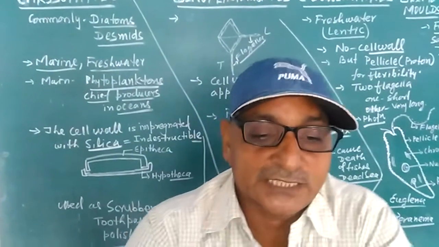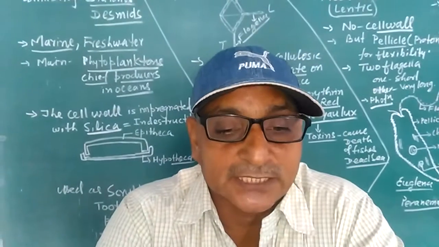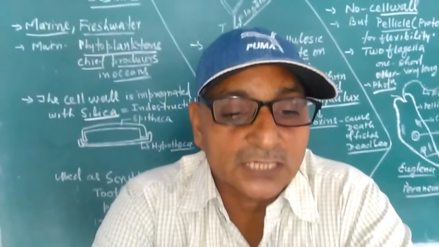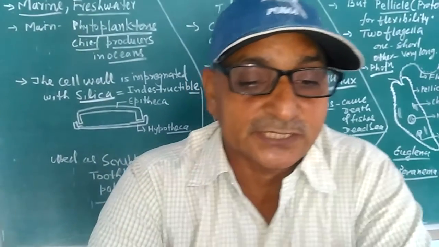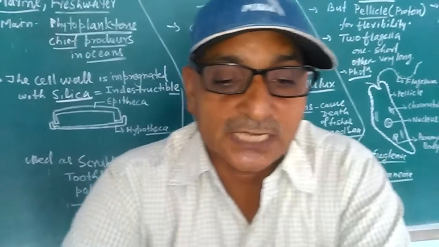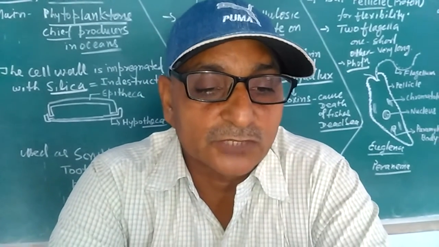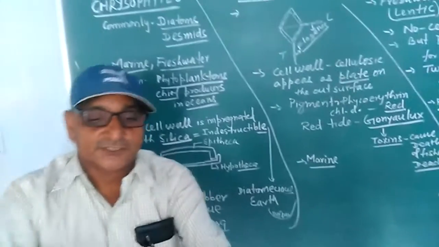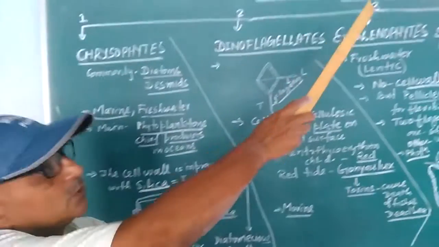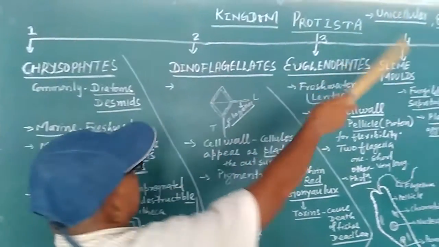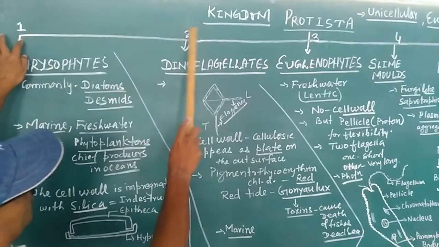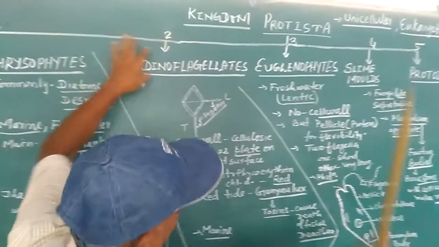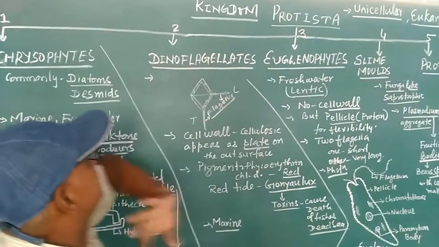All the organisms belonging to the Kingdom Protista are unicellular and eukaryotic, as you are already familiar with. The cell possesses a true nucleus and membrane-bounded cell organelles. So, unicellular eukaryotic, having 5 groups. We will have to study them.